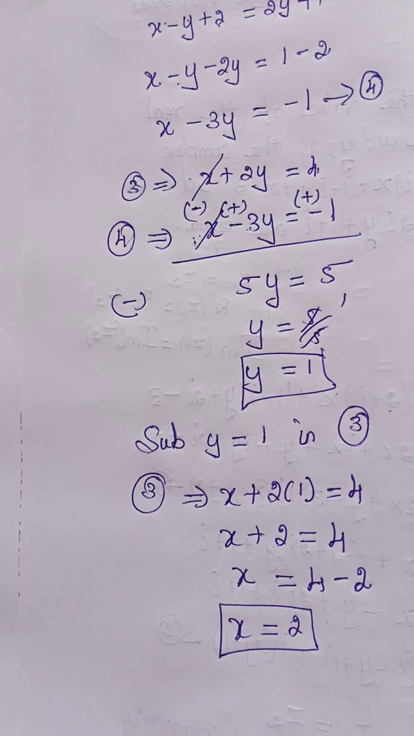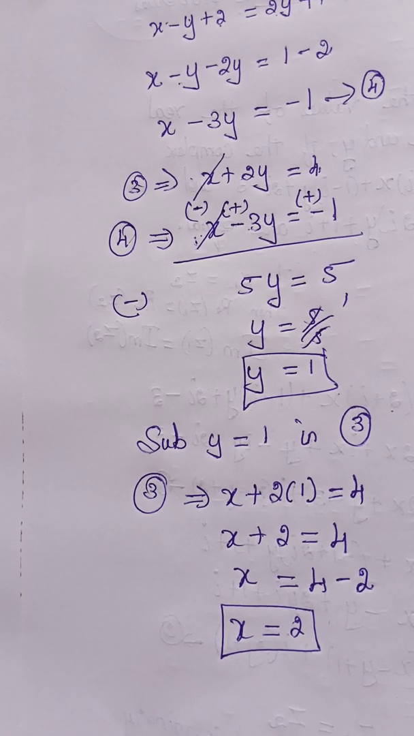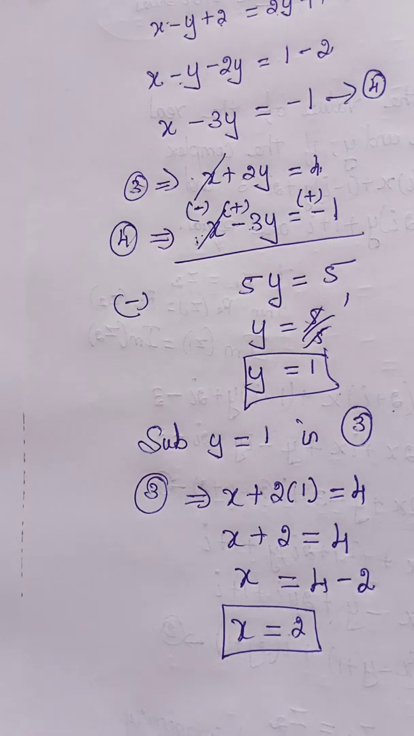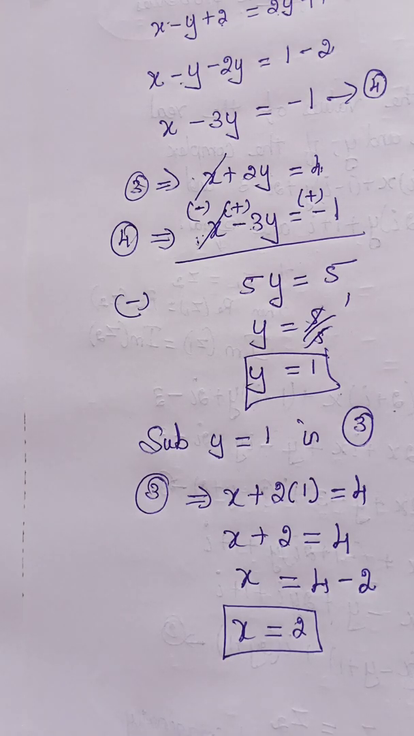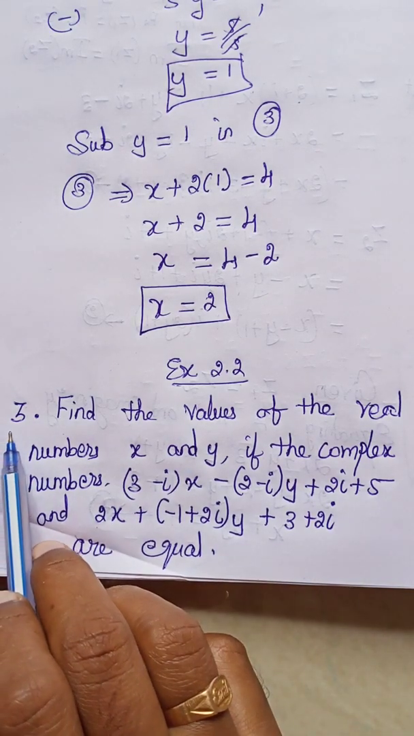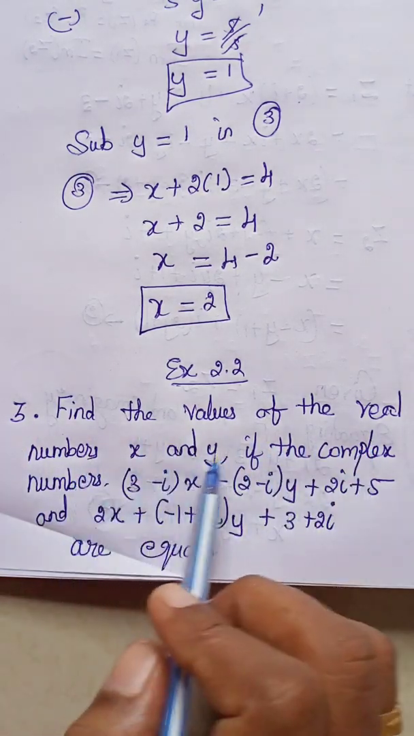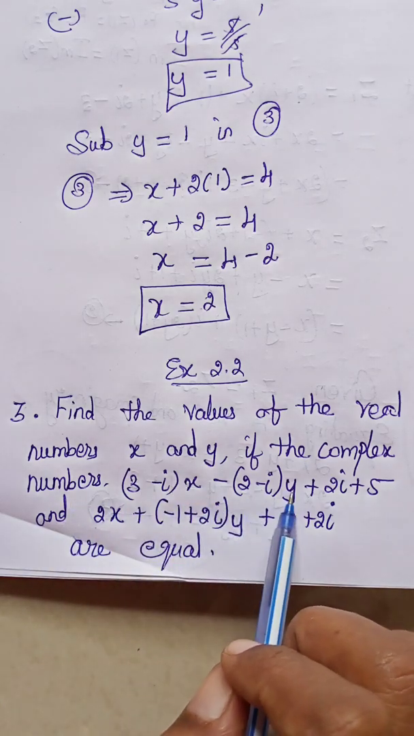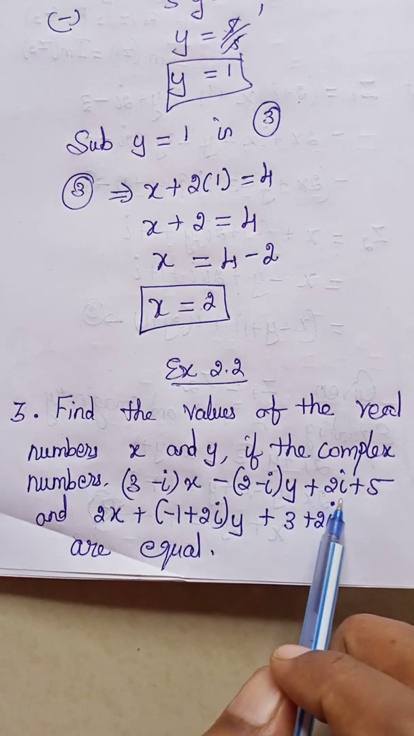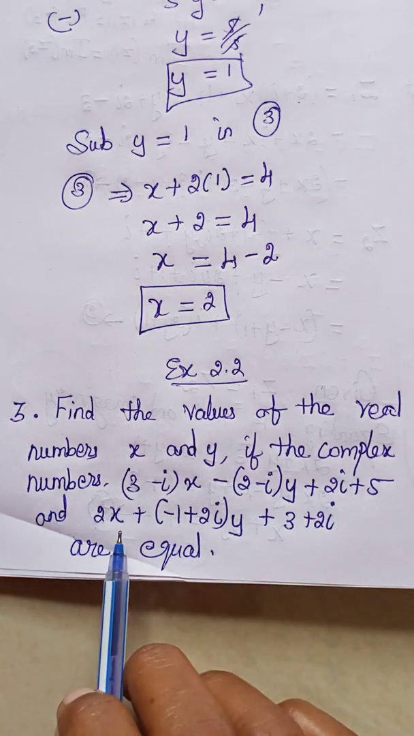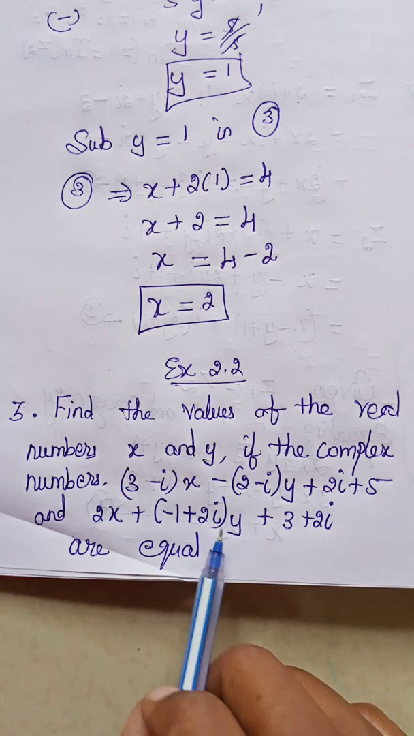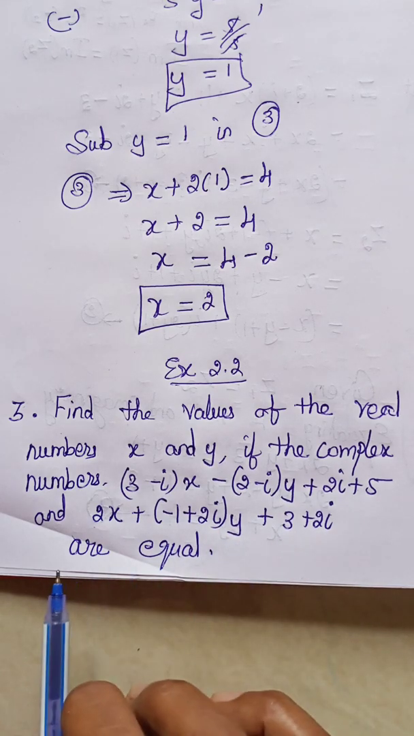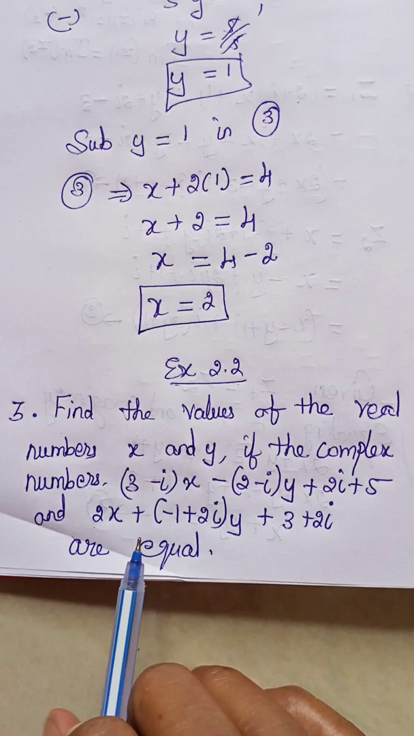The question is to find the real values of x and y when the given two complex numbers are equal. Shall we do one more problem in this? That's from exercise 2.2, the third problem. Find the values of the real numbers x and y if the complex numbers (3 − i)x − (2 − i)y + 2i + 5 and 2x + (−1 + 2i)y + 3 + 2i are equal. Same like the example.